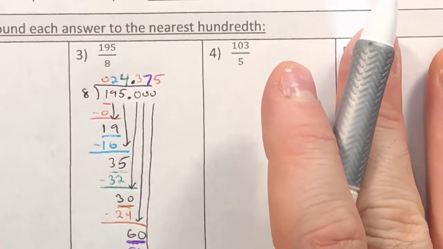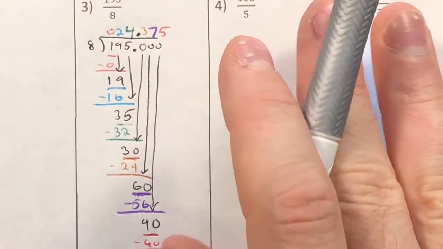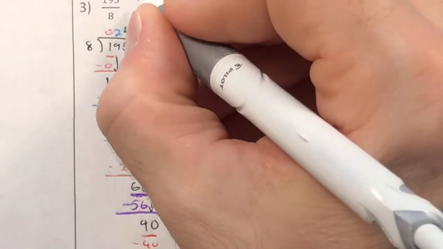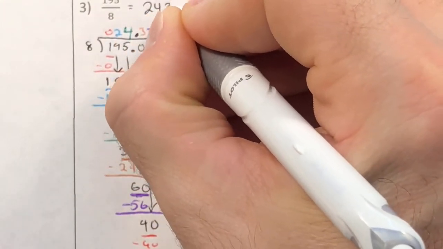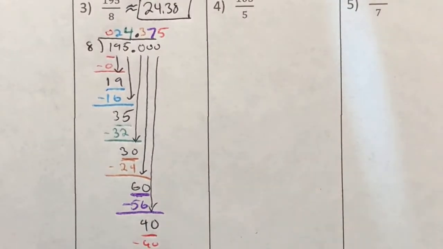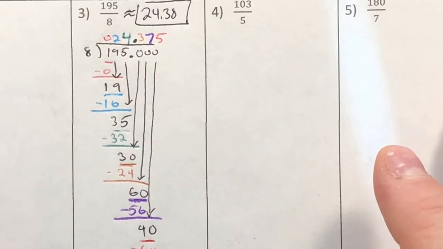So because there's 0 remainder, it terminates at this decimal. But again, we're wanting to round to the nearest hundredth, which means I'm only looking at that second decimal. And that 5 means that decimal rounds up. So my answer is 24.38. Let's actually put the equivalent to symbol right there. Perfect.